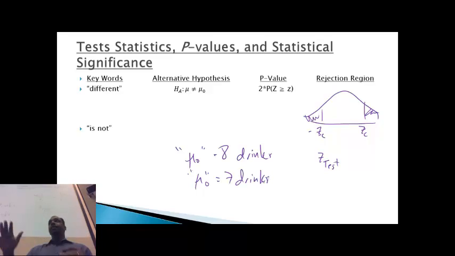So whatever it is that you put down as a hypothesized value from your null hypothesis, that becomes our mu naught. We are finally ready for a big time example.